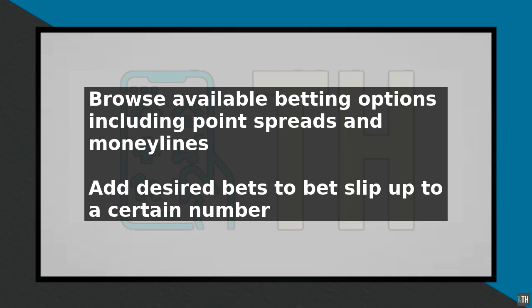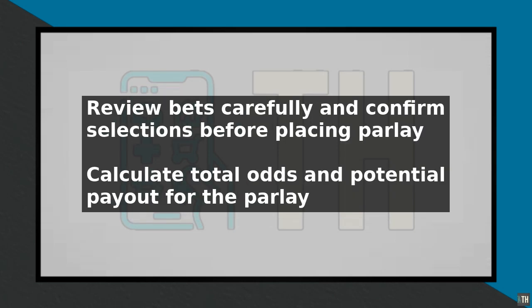Once you have added all the bets you want to your parlay, click on the parlay option in your bet slip. This will calculate the total odds and potential payout for your parlay. Make sure to review your bets carefully and confirm that you are happy with your selections.